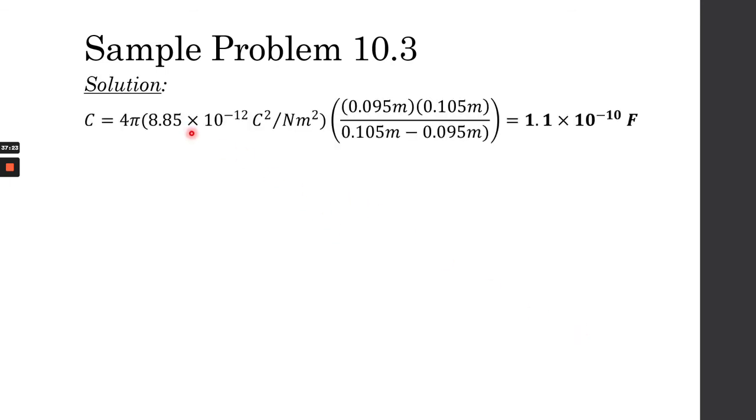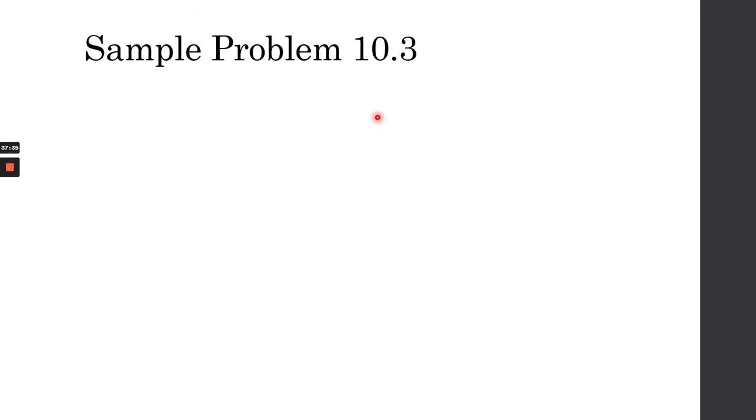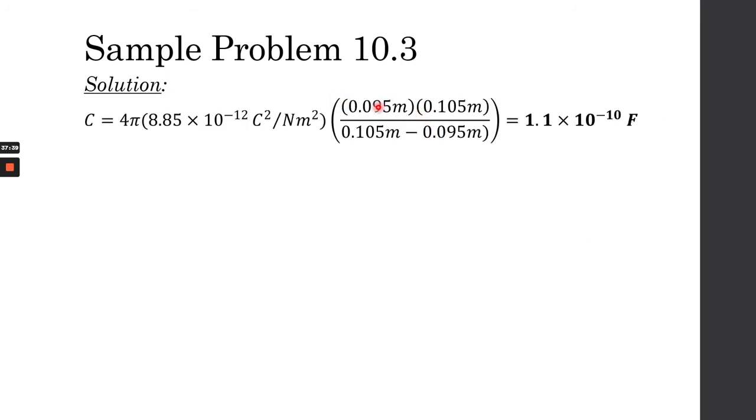So, solution: just plug in your numbers. 4 pi, this is epsilon naught, the permittivity of free space or permittivity of vacuum or air. And this is your inner sphere and this is your outer sphere, divided by the difference between your outer sphere minus your inner sphere. And that's how you solve for the capacitance of a sphere. Simple. This is your equation right here.